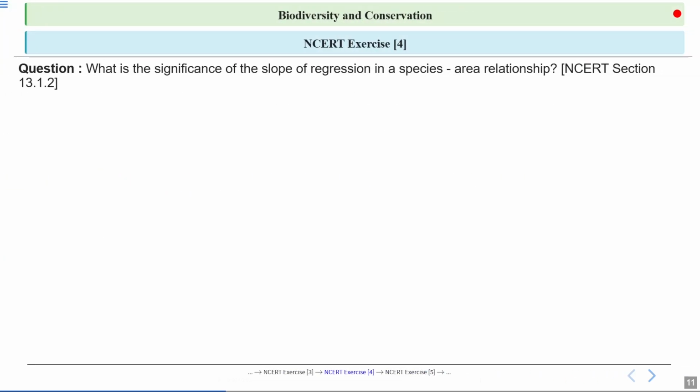Next question, what is the significance of the slope of regression in a species area relationship? For more information, you can read NCERT section 13.1.2. Let's have a look at the answer.